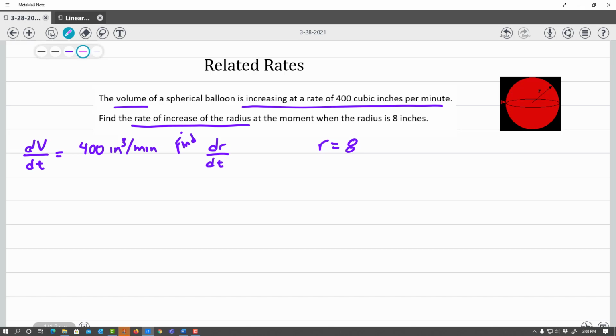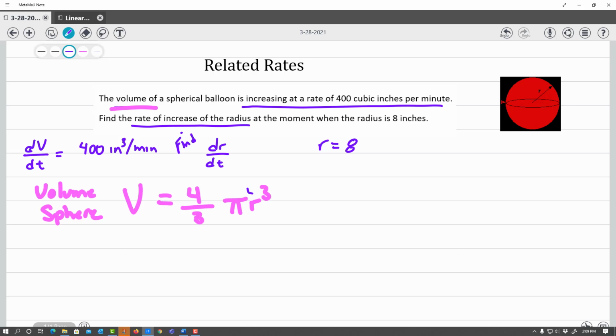So the first thing you have to remember is how to find the volume of a sphere. The volume of a sphere formula is 4/3 pi r cubed. How did I know that? I Googled it, just like you guys do, right? Now, it's important to realize that this r is really with respect to time, because it's changing. The radius is changing with respect to time as well as the volume.